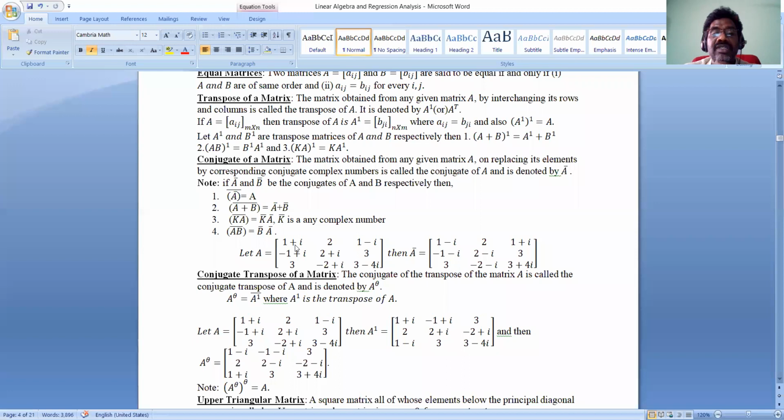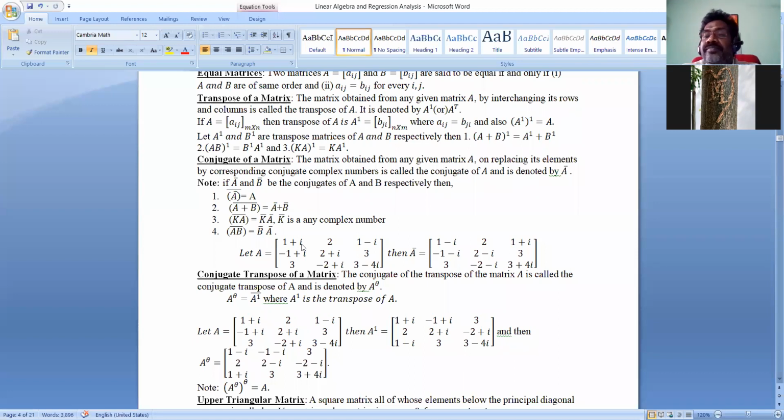What about the conjugate of the complex number 1 plus i? The conjugate of 1 plus i is 1 minus i. So this 1 plus i is replaced by 1 minus i. 2 is a real number, that's why the conjugate of 2 is also the same. The conjugate of 1 plus i is 1 minus i, and the conjugate of 1 minus i is 1 plus i. That is the way to replace the entries of the matrix by their conjugates, which gives the conjugate of a matrix.